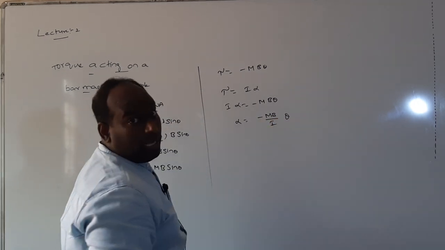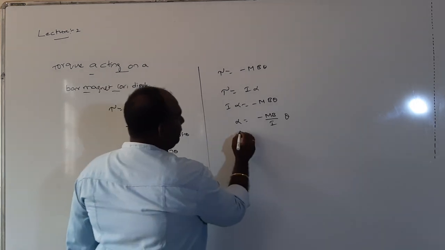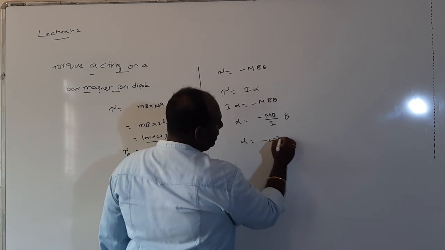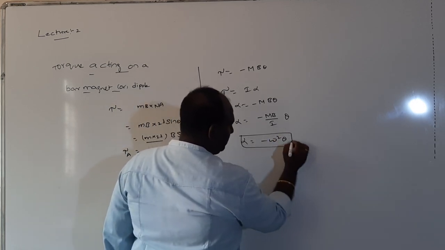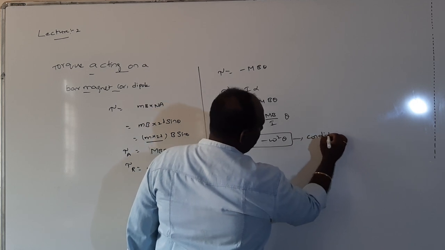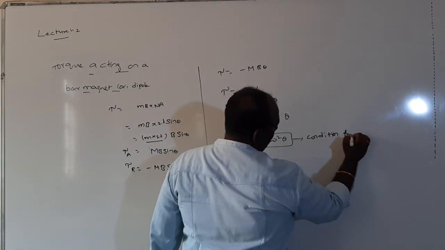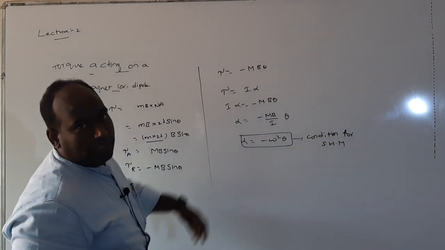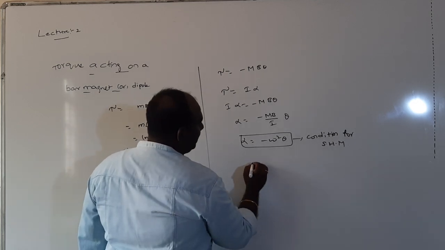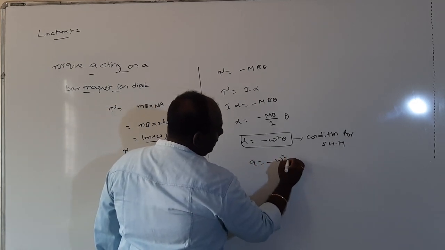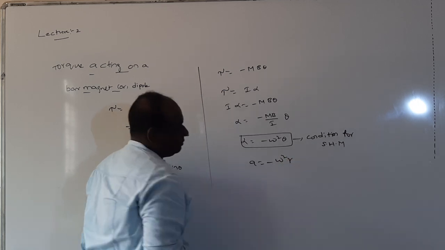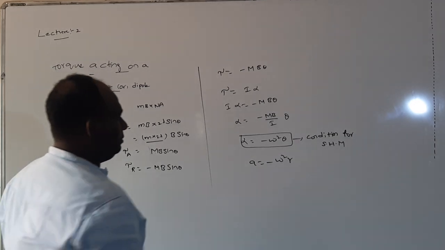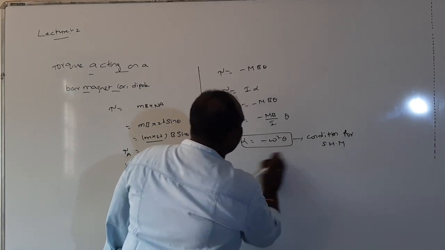Sir, this is the condition for SHM in rotational motion. If you compare with the equation of SHM in rotational dynamics, this is the condition for SHM. In linear dynamics, the condition for SHM is a equal to minus omega square into x. This is the condition for translational SHM. This is rotational SHM.